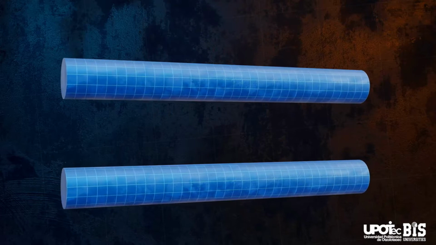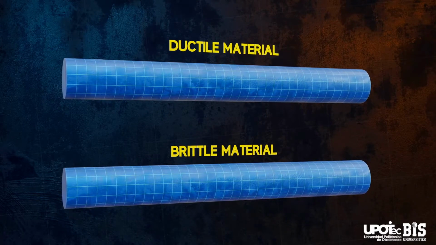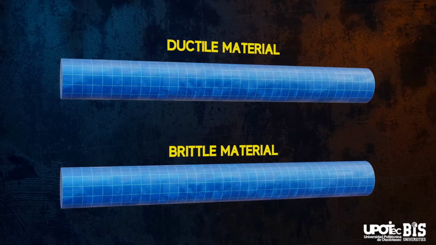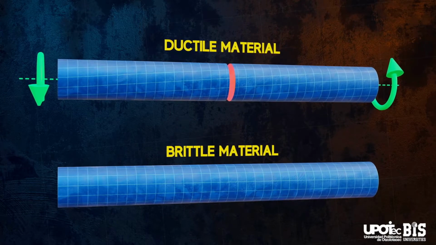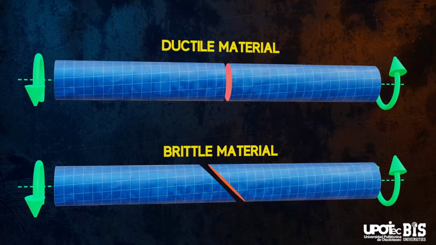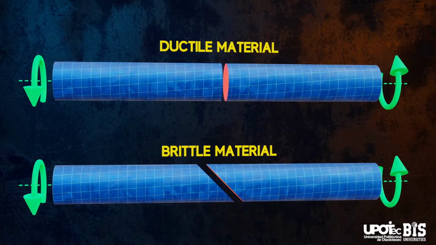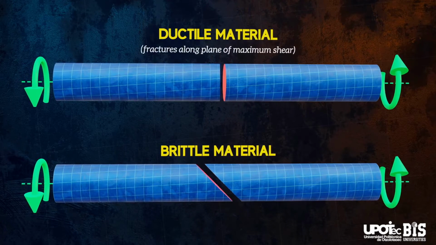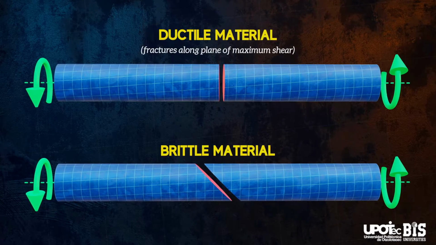If we have two bars, one made of a ductile material and one made of a brittle material, and we apply the same torque to both bars, we will observe that they fail differently. The ductile bar fails at an angle perpendicular to its axis, but the brittle bar fails at a 45-degree angle to its axis. We can explain this by remembering that ductile materials tend to fail in shear, and so fracture along the plane of maximum shear stress. But brittle materials are weaker in tension than in shear, and so tend to fracture along the plane of maximum tensile stress.